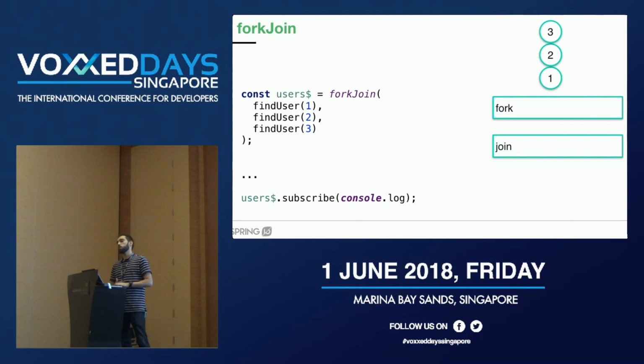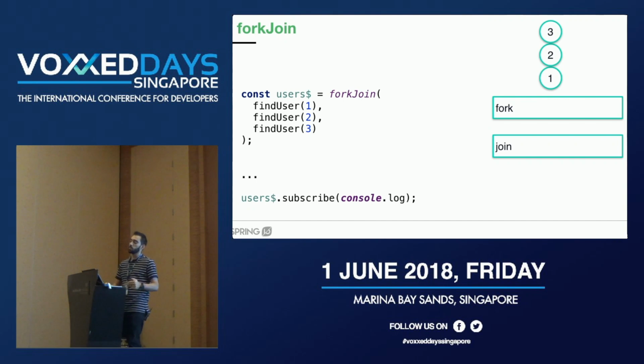ForkJoin, another way to merge different observables, and this is quite interesting when you have parallel requests. So let's imagine that you need to consume multiple services, and you want to do it in parallel. You don't want to do this request, then wait, and then do the other request, and then wait and do the other request, but you want to do them in parallel and then wait until all of them have completed. So ForkJoin is a good operator to use in these cases.